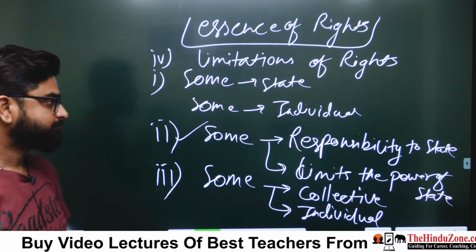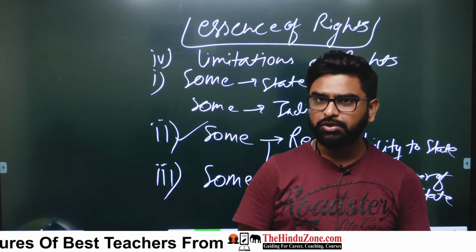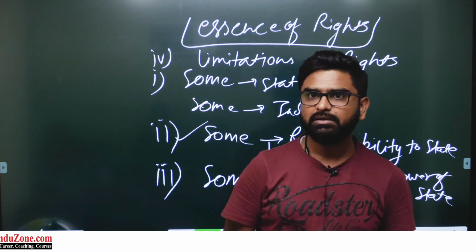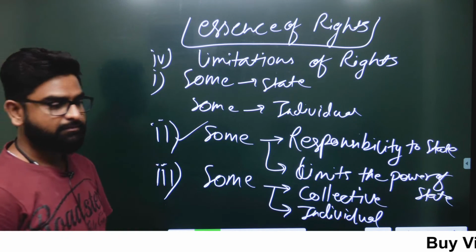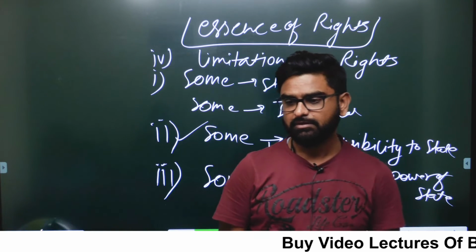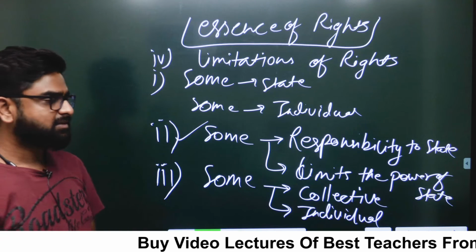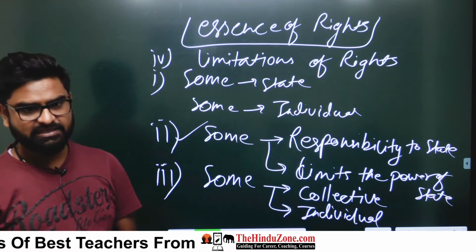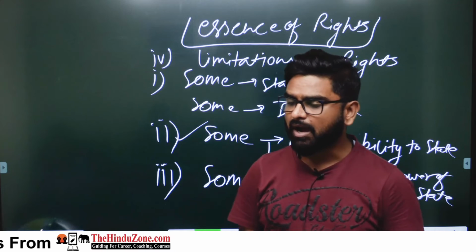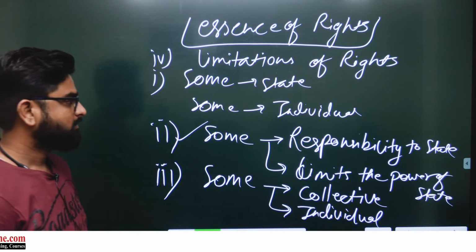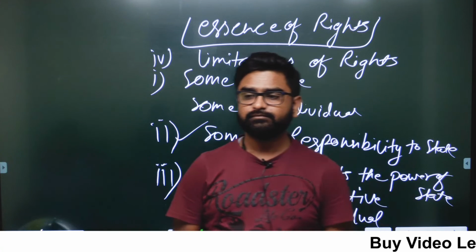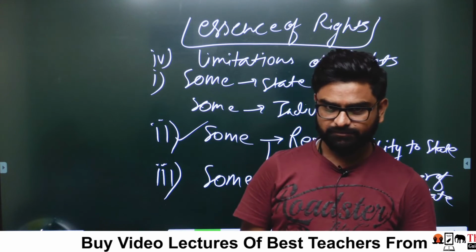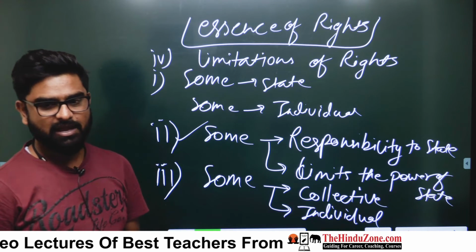Next point. Some give duties to the state and some give limitations to the state. Next, some are collective and some are individual. Last point. The rights are not absolute.